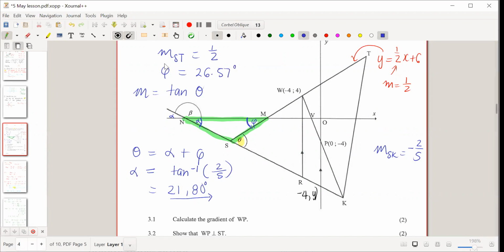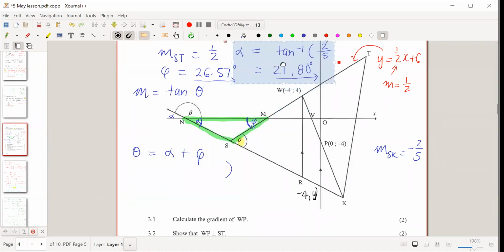So remember, we are finding all of these angles by utilizing the fact that we know the gradients of the straight lines. And so we now know what alpha and what phi is. So we sum the 2 angles together and we will get theta. So you take 21.8 and 26.57, add them together, and you would get the answer that we wanted. So if I just moved that out of the way for now.